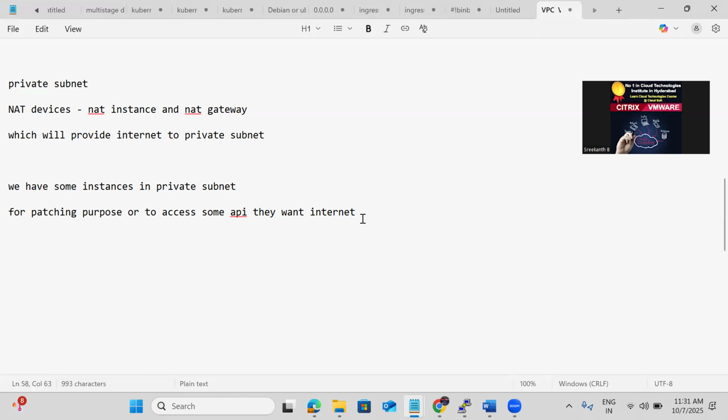So we have two types of NAT devices. One is NAT gateway, the second one is NAT instance. The NAT gateway is a managed service, which means AWS itself will provide it, whereas a NAT instance we need to create ourselves. So what is the difference between NAT gateway and NAT instance?